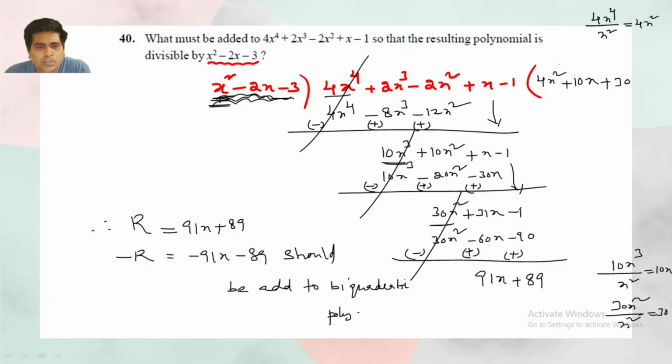You also recheck and verify whether you are getting the same answer or not. So that's all about this problem. We are doing it by the long division method. Whatever remainder we are getting, we take exactly minus of that.